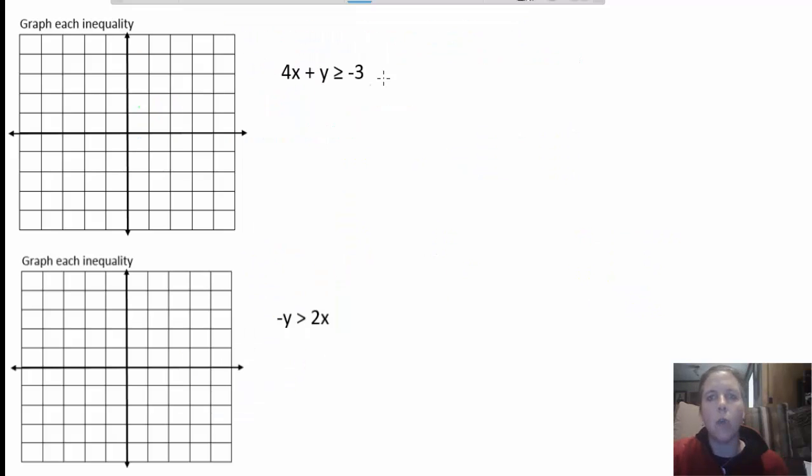Okay, so let's do a few more. This one we need to solve for y, so we subtract 4x. So y is greater than or equal to negative 4x minus 3. So we go down to negative 3, and our slope is really negative 4 over 1. So you can go down 4 and over to the right 1, or you can go up 4, 1, 2, 3, 4, and over to the left 1.